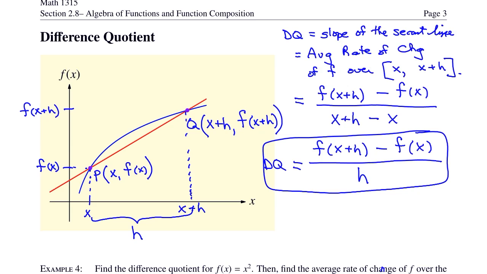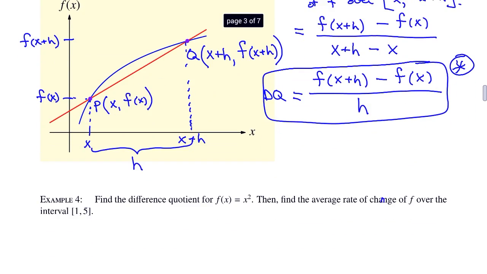Okay. So the difference quotient is the slope of the secant line. It's the average rate of change in a different form, and this is the formula. You are responsible for knowing this formula. If you forget the formula during the test, all you got to do is remember this picture and reconstruct the formula. Now let me show you how to use the difference quotient.